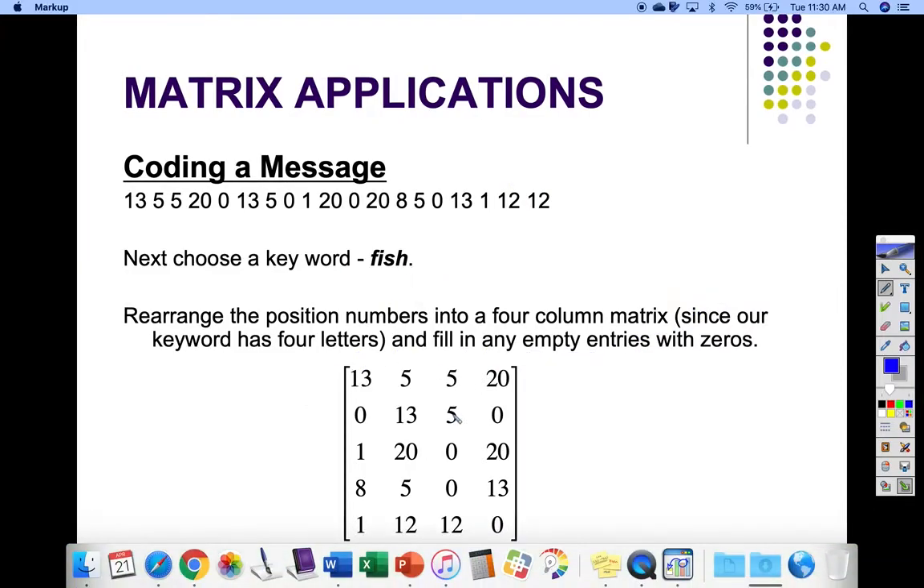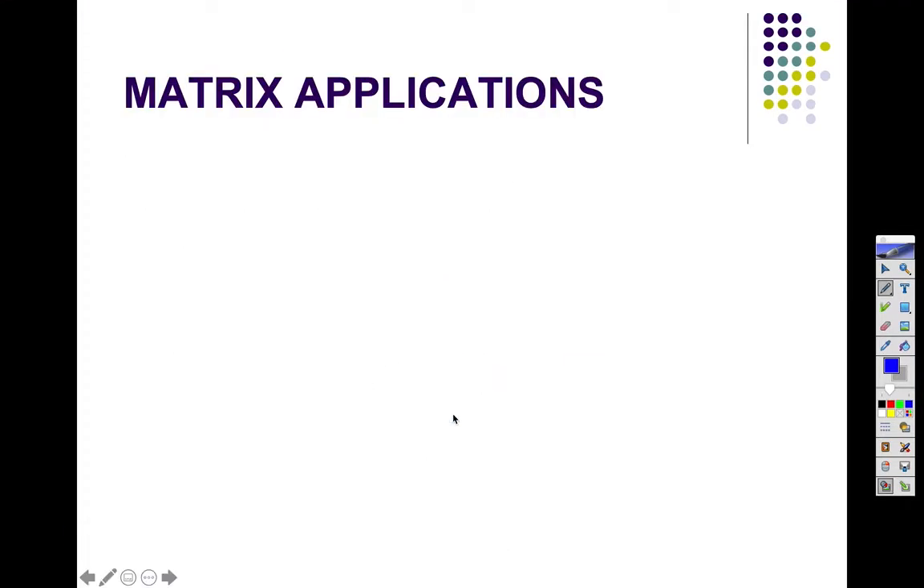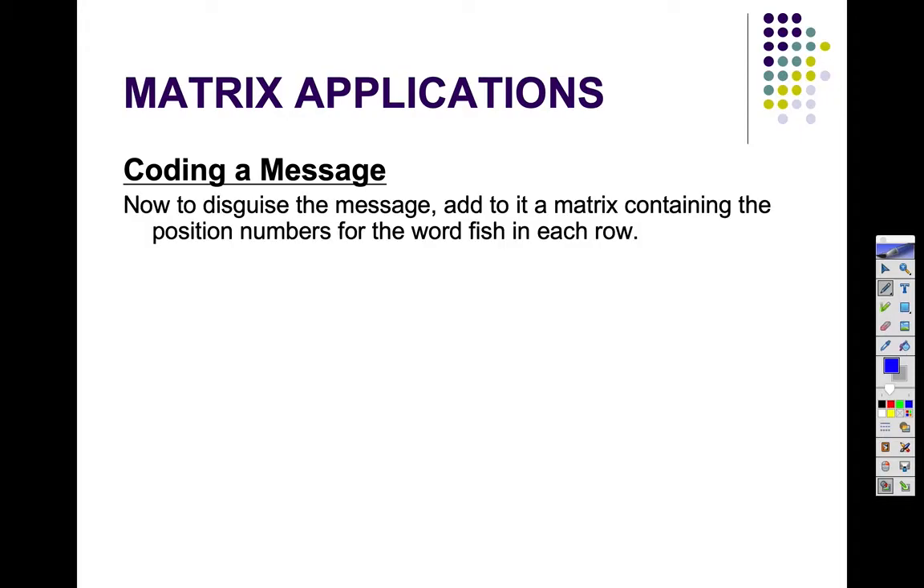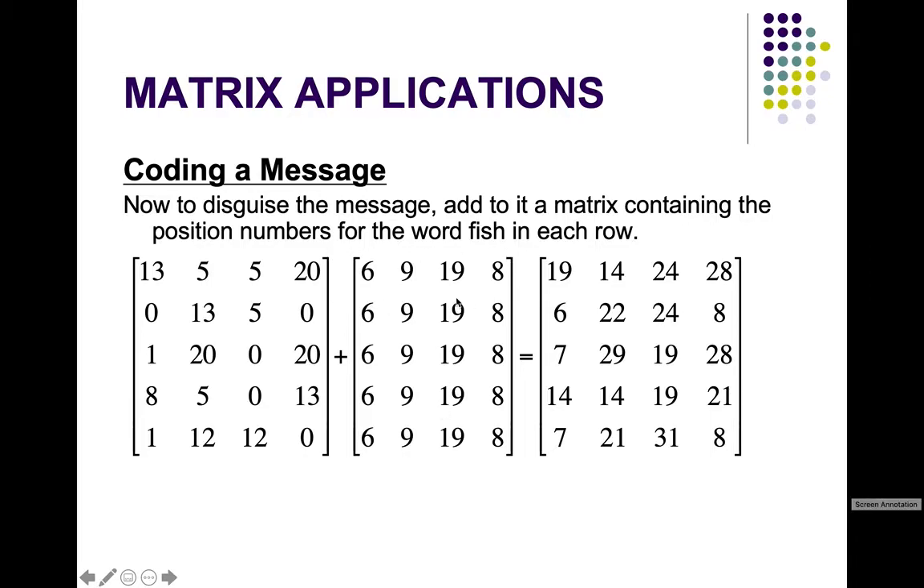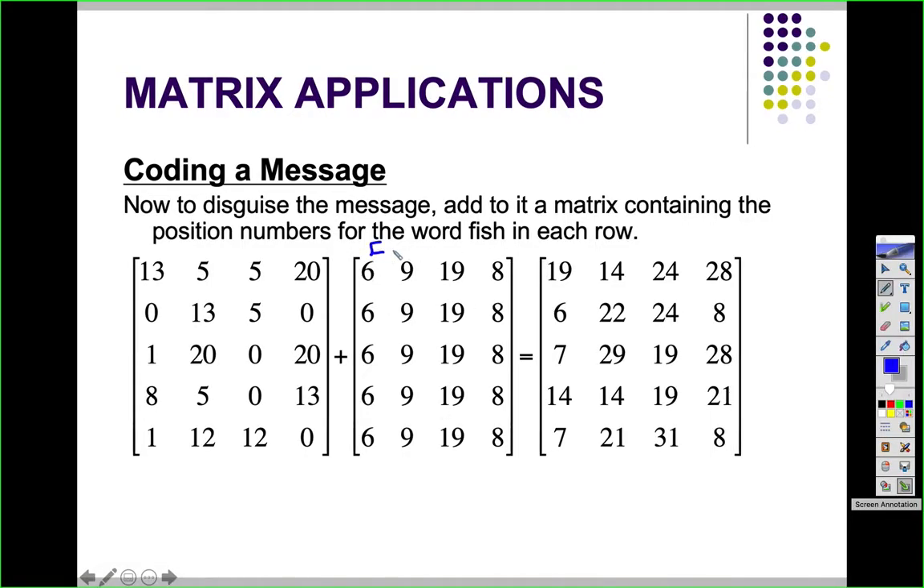Now, the next step of this is to code it. In a regular shift cipher, we would have added the same number to each letter. In a keyword cipher, fish. See, this would be F, this would be I, this would be S, this would be H. So the 13 gets added to 6, the 5 gets added to 9, the 5 gets added to 19, and then the 20 gets added to 8. This is so you can't see repeated patterns. But it's still just adding numbers.